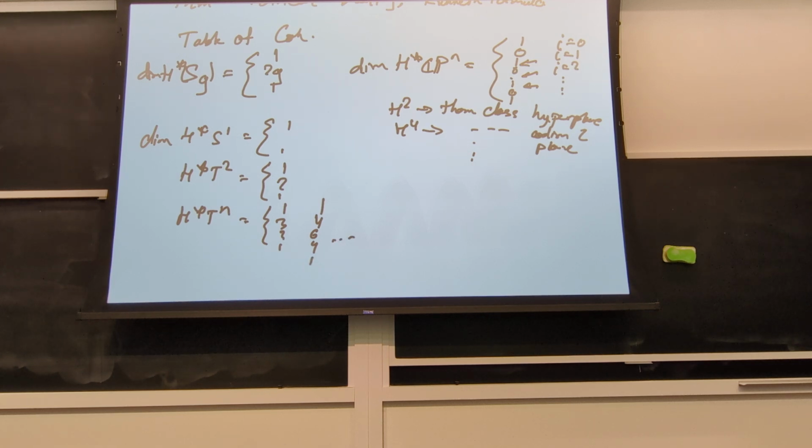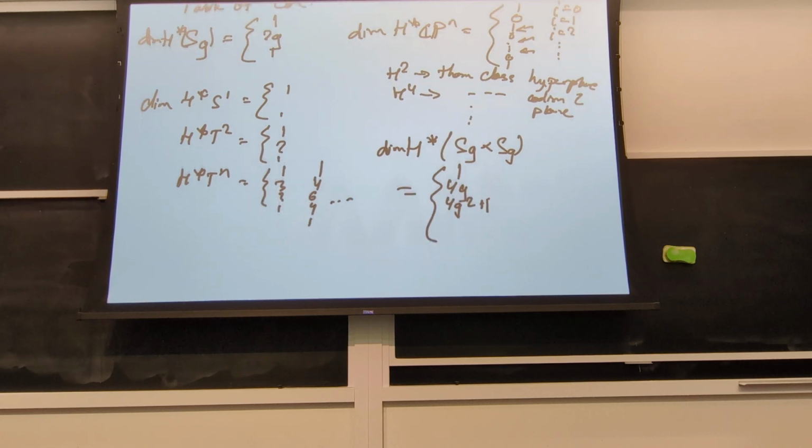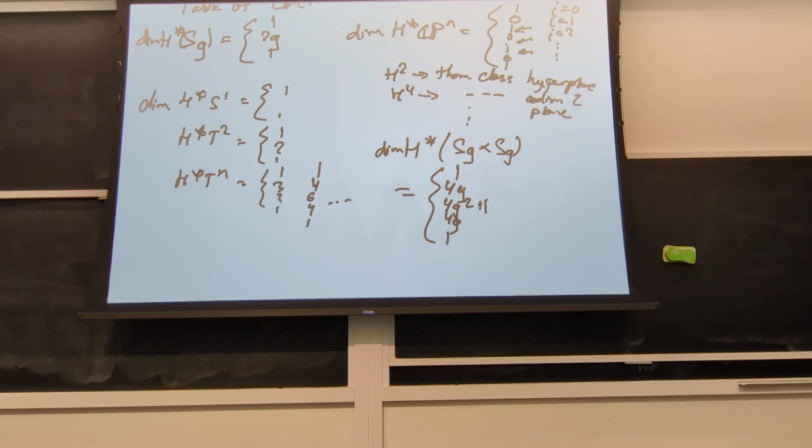And another interesting thing is, if you do the dimension of H star of S_g cross S_g, so the product of the surface with itself, I think what you should get is 1, 4g squared plus 1, I don't know, 4g, 1, and then some other things. So you can show all of these through Mayer-Vietoris and some computations.